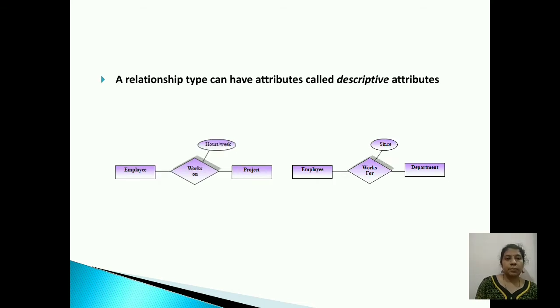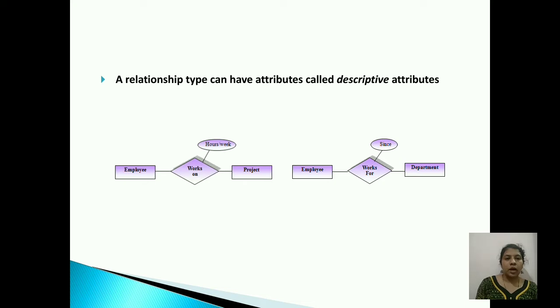A relationship type can have an attribute. Similar to entities having attributes, which describe the features of a particular entity type, a relationship type can also have some attributes. These attributes are called descriptive attributes.